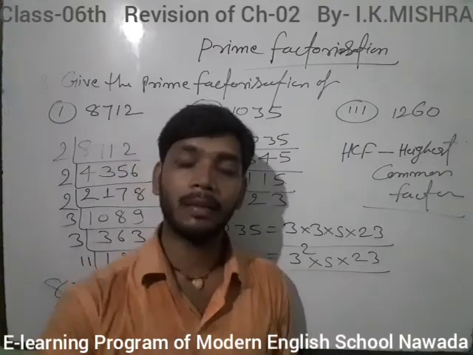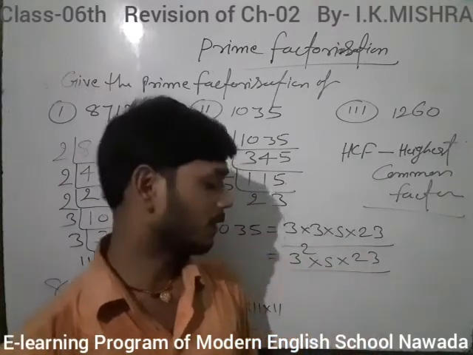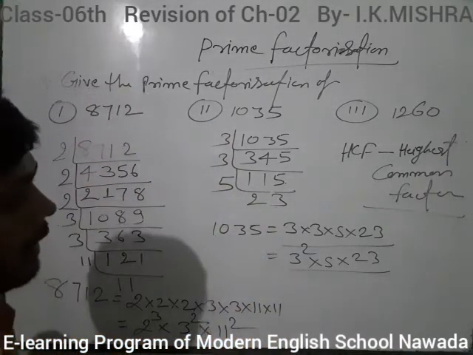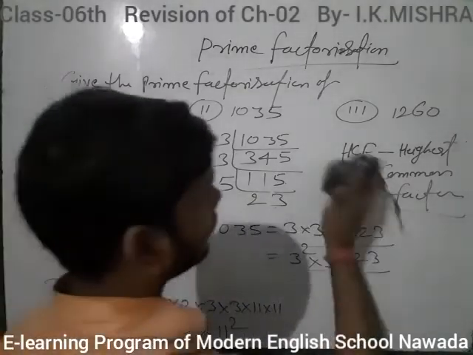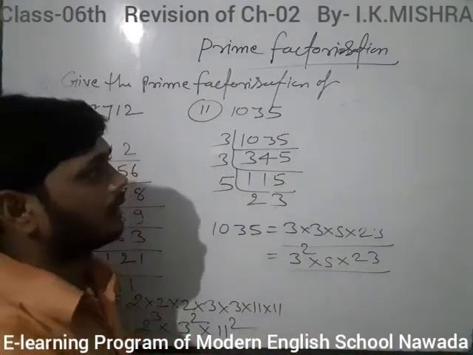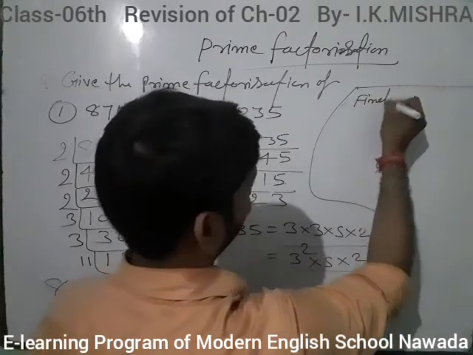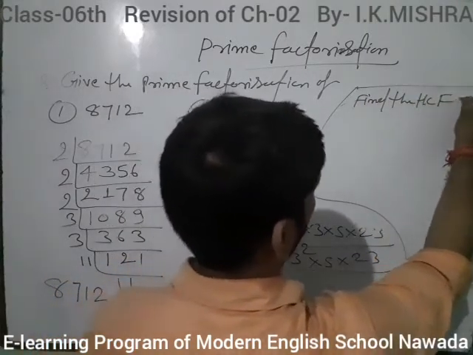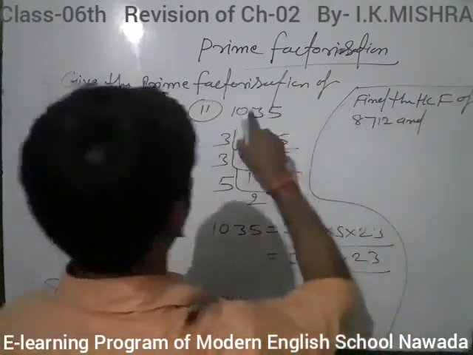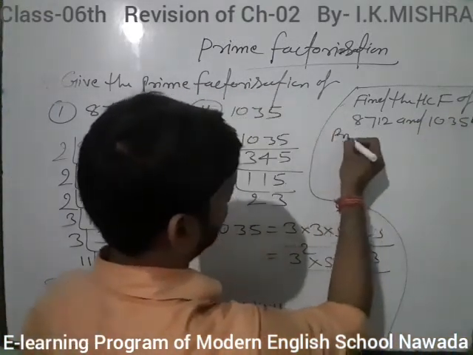That means first of all find the factorization and do its HCF. Suppose here you have to find, I write a question, where 2 factorizations are given. I show the question here: find the HCF of 8712 and 1035 by the prime factorization method.